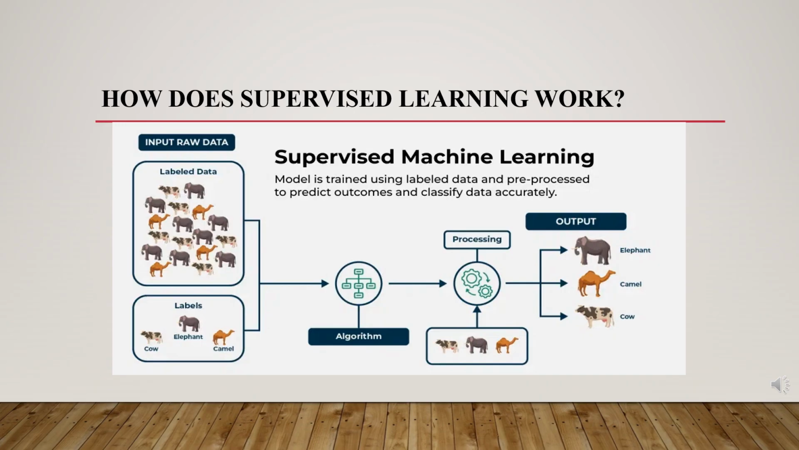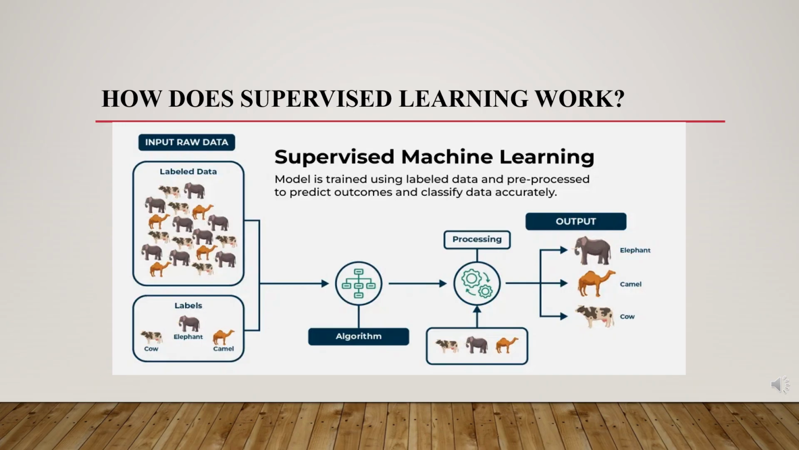Processing, model training. Here, the algorithm analyzes the data to find patterns and rules. It adjusts its internal parameters so that it can correctly identify each animal. This stage is called training. The model learns from examples.